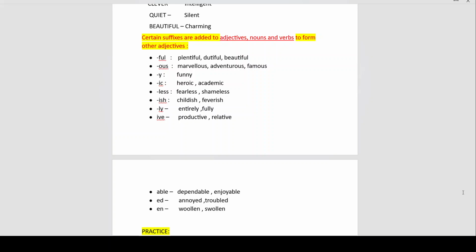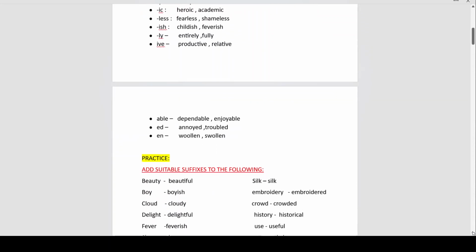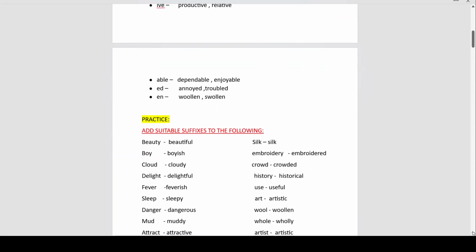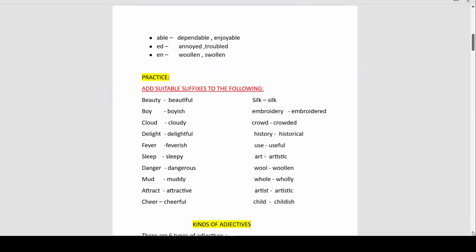Next, if we add the suffix IVE to product, it becomes productive. To relate, it becomes relative. Now, ABLE is added to depend, it becomes dependable. Enjoy becomes enjoyable. We can add the suffix ED to annoy, which becomes annoyed. Trouble becomes troubled. We can add the suffix EN to wool, which becomes woolen, and swell becomes swollen.